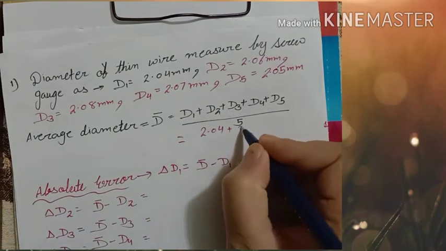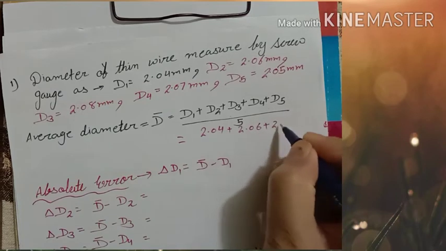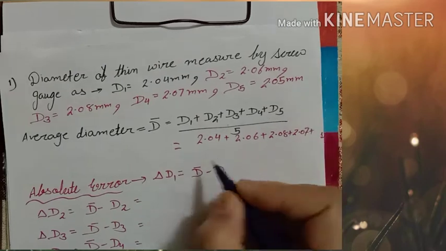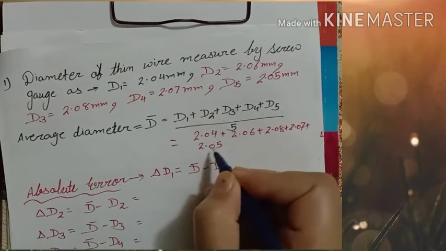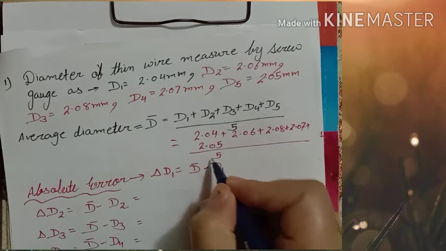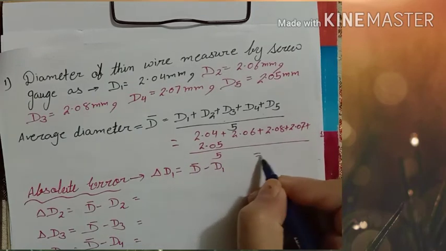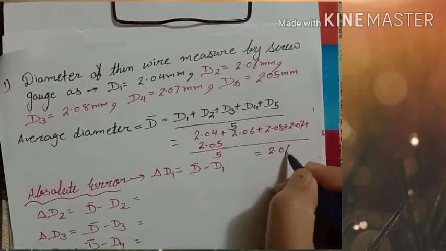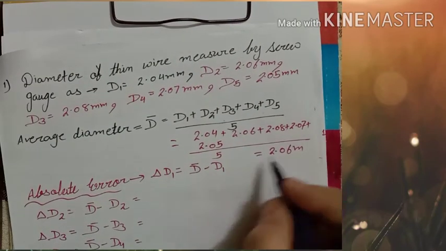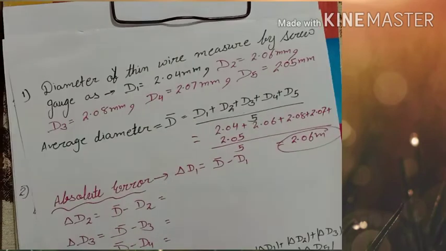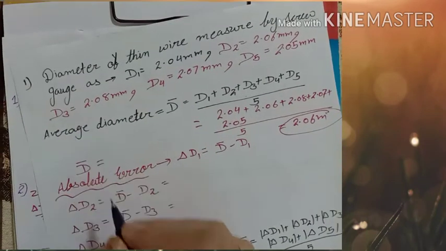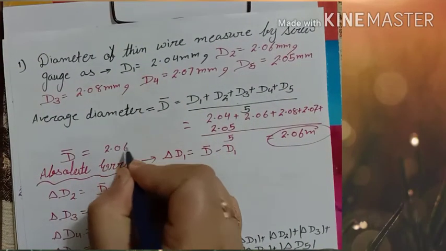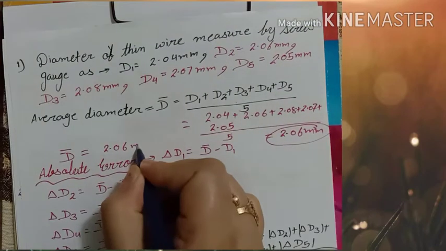2.04 plus 2.06 plus 2.08 plus 2.07 plus 2.05 and divide by 5, right? Then this will become equal to 2.06 mm. We have this value. So we can write d bar, meaning the mean value of the diameter, will be equal to 2.06 mm, right?